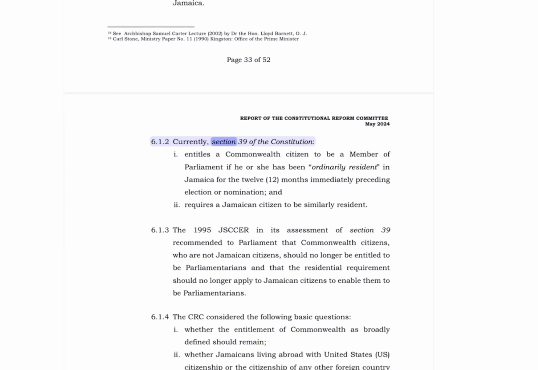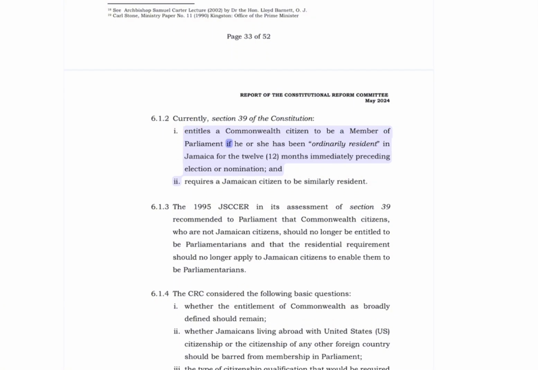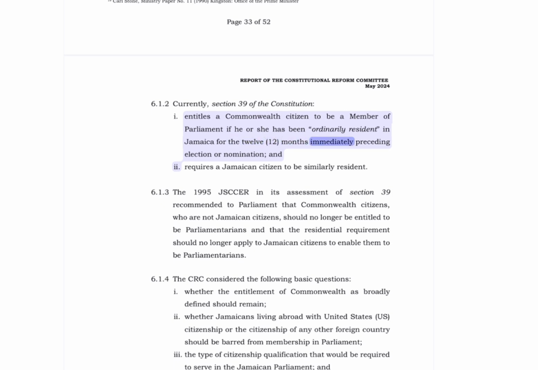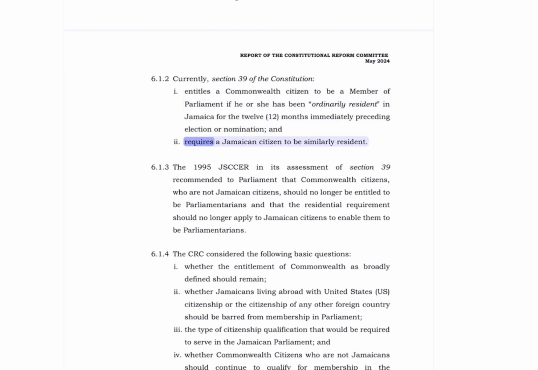6.1.2 Currently, Section 39 of the Constitution entitles a Commonwealth citizen to be a member of Parliament if he or she has been ordinarily resident in Jamaica for the 12 months immediately preceding election or nomination, and 2. requires a Jamaican citizen to be similarly resident.